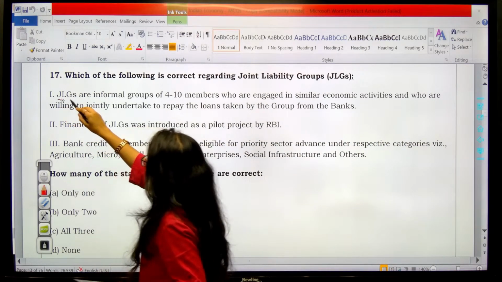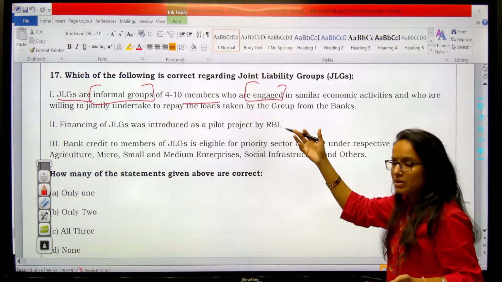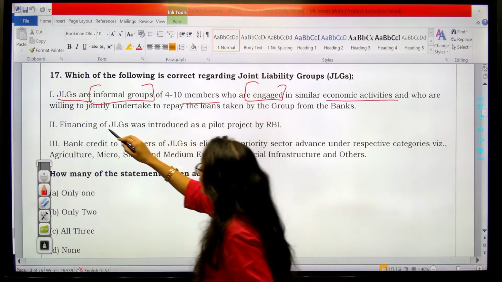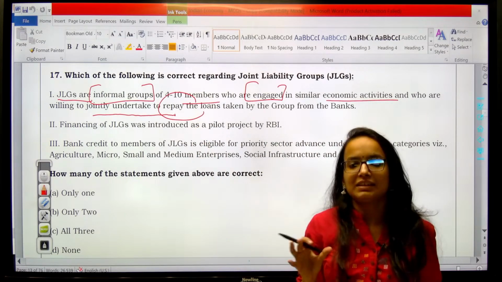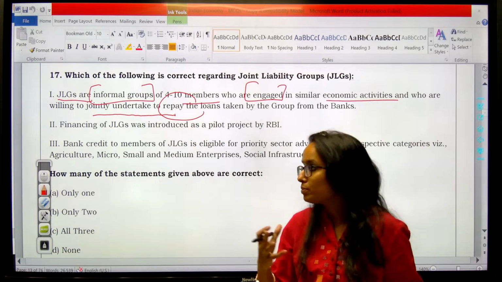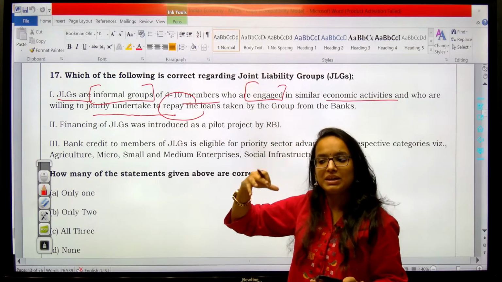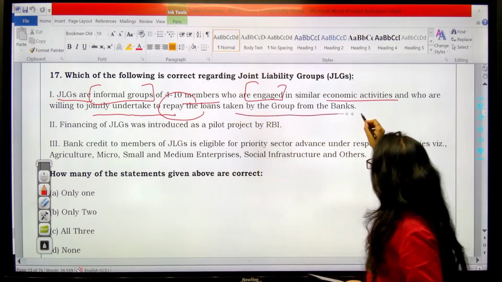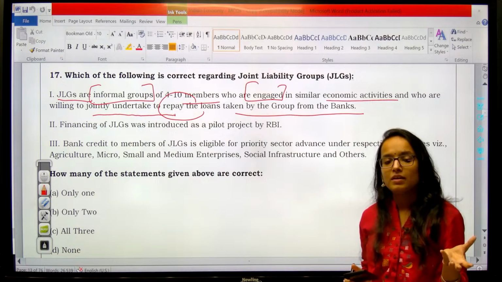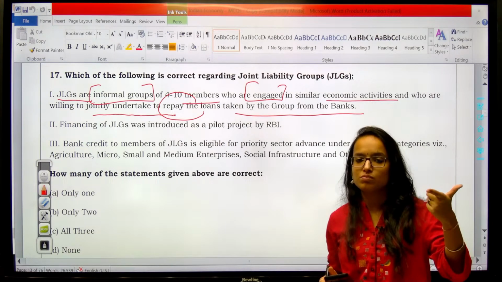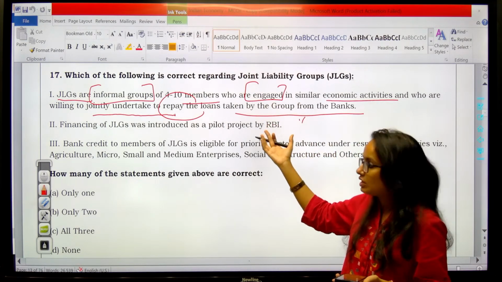So here, joint liability groups are informal groups of around 4 to 10 members who are engaged in similar economic activities and who are willing to jointly undertake to repay the loan. So basically they want to have a loan at the collective level, right? They borrow a loan as a group, then jointly undertake the responsibility of repaying it. That's why the joint liability of repaying the loan taken by the group from the banks will be shared. These groups are formed because when an individual takes a loan, the amount is less and the risk is more, so they form a group. Now since they have formed a group, their liability of repaying will be shared. This statement is saying that.